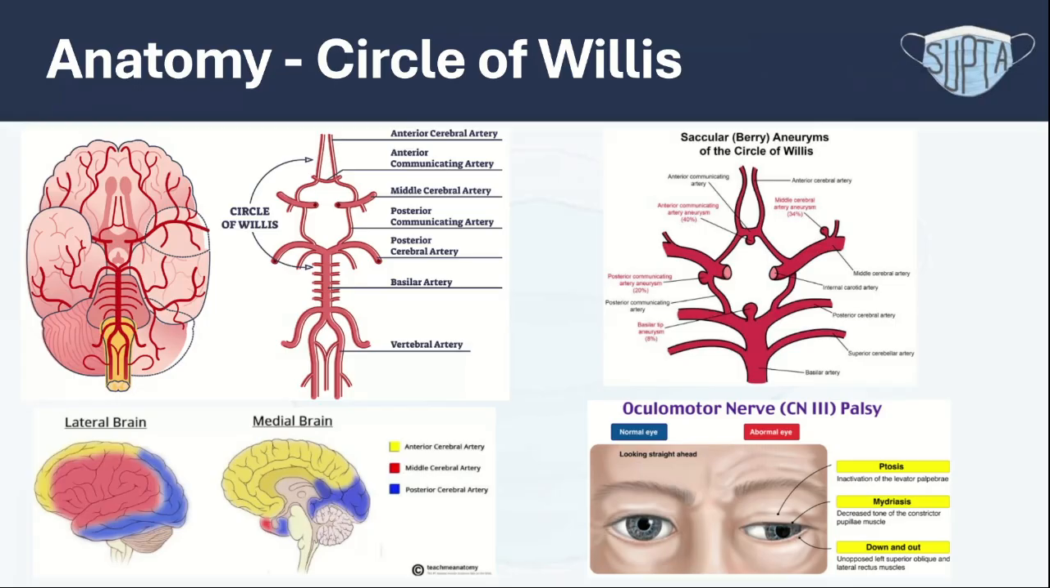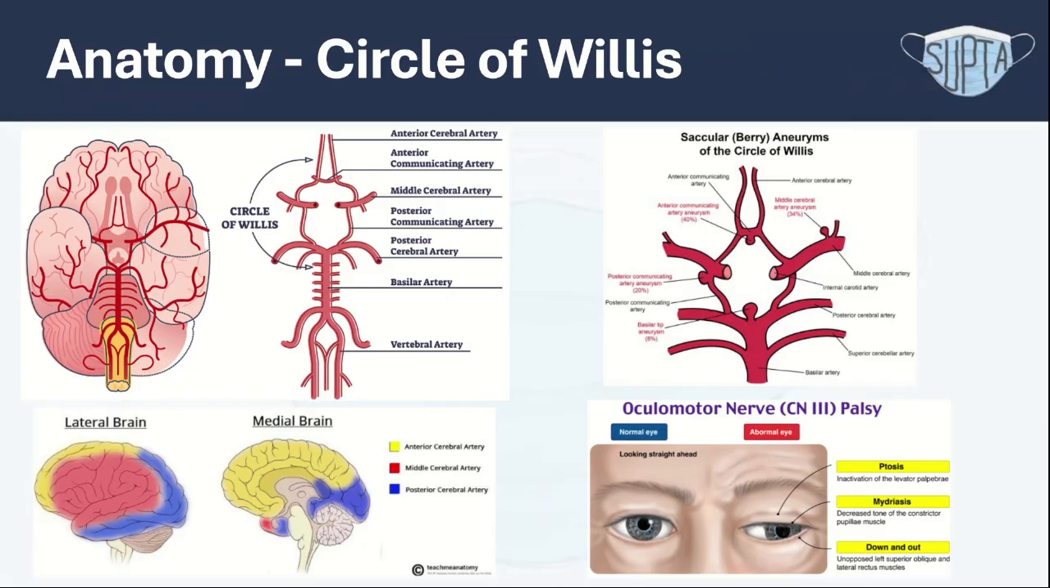The main named vessels to remember here are the anterior cerebral arteries, linked by the anterior communicating artery, the internal carotids, which continue into the middle cerebral arteries, and the posterior cerebral arteries as well, which connect to the internal carotid circulation via the posterior communicating arteries. So yes, it's a useful exam point that the internal carotid artery gives rise to the middle cerebral artery. You guys can of course go through it in your own time. Good videos to watch online as well.